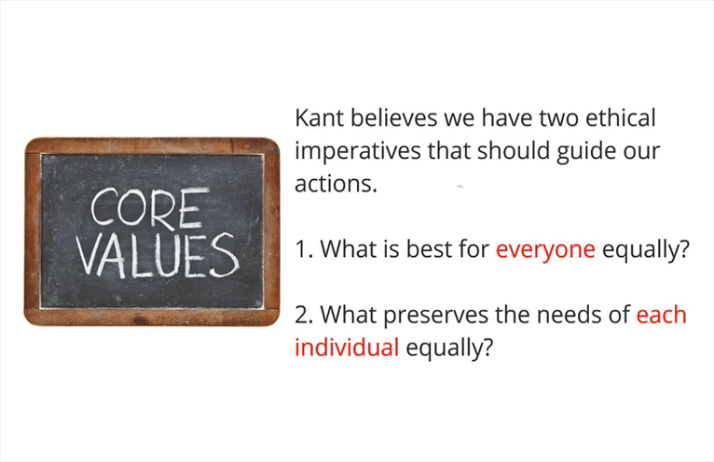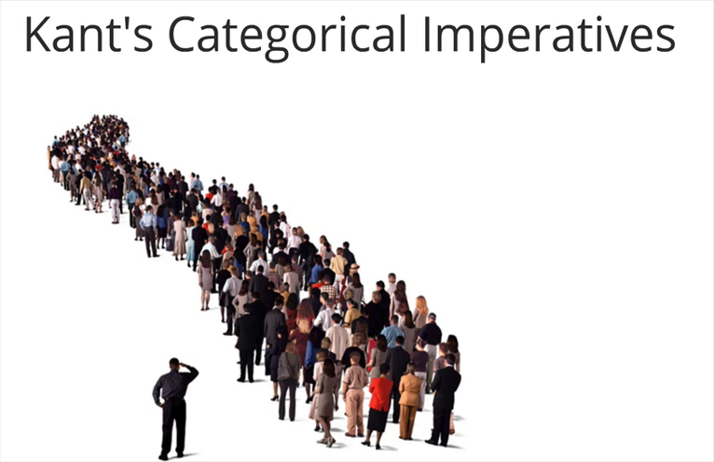All right, well, Kant believes we have two ethical imperatives that should guide our actions and our ethical decisions. The first is, what is best for everyone equally? So for everyone, we need to consider how our actions and how our principles of action affect everyone equally. Secondly, what preserves the needs of each individual equally? So on the one hand, we're concerned with what is best for everyone, and then also what is best for each individual. And his two categorical imperatives relate to those core values.